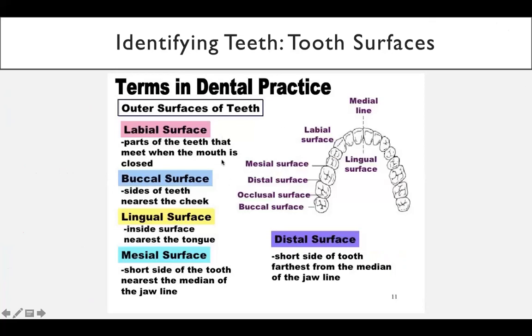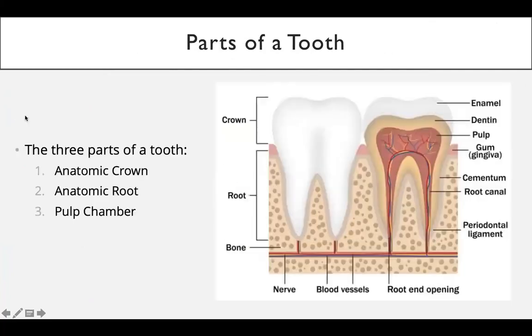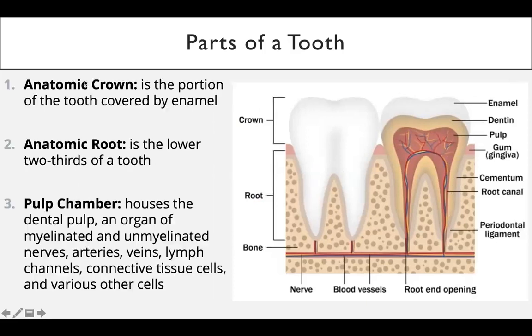Same again, labial and buccal. Buccal was towards the cheek, where there is the buccinator. Okay, three parts of a tooth: anatomic crown, root, and pulp chamber. The pulp chamber houses the pulp, and then there is the root canal or pulp canal.